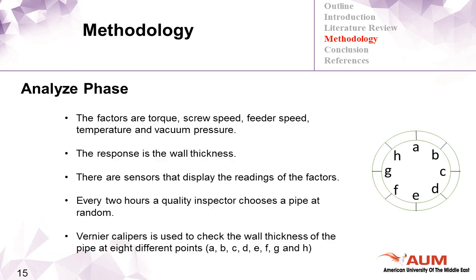Now, in the analyze phase, we had to look at the process in detail, and we found all the factors that affect the process. These are torque, screw speed, feeder speed, temperature, and vacuum pressure. And we understood that every 2 hours, a quality inspector would choose a pipe at random, take it to the laboratory in the company, and use vernier calipers to check the wall thickness of the pipe at 8 different points, as indicated in the photo on the right. And if any one of these points from A to H is above or below the specification limit, then the pipe is considered defective and is recycled.